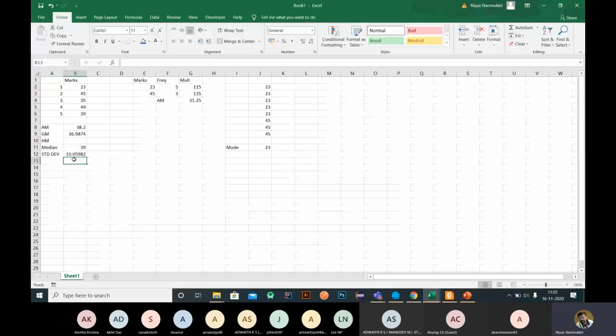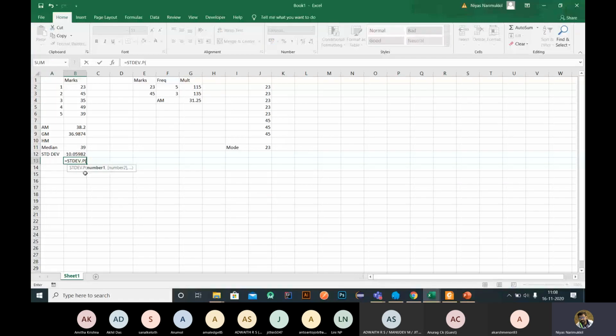So there is some difference in the calculation based on that. One is for sampling purposes, one is for your entire population. You can see that STDEV.P calculates standard deviation based on the entire population, and STDEV.S calculates standard deviation based on a sample.